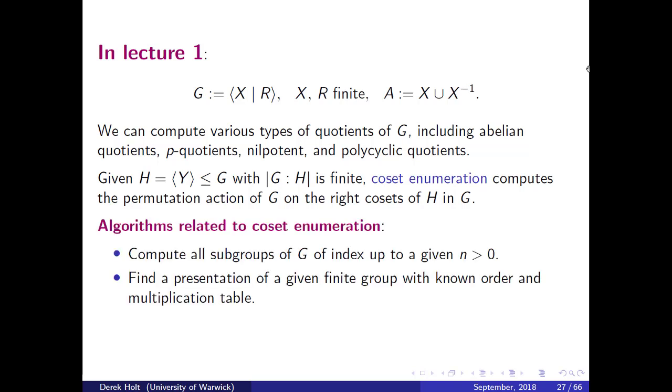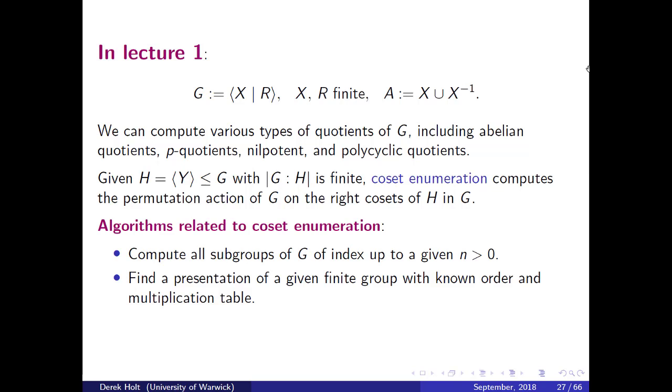Okay, and then I mentioned some related algorithms, again without any details. We can compute all subgroups of G up to a given index, that's a sort of converse. Another thing we can do is find a presentation of a given finite group for which we already know the order and effectively the complete multiplication table. So those are the things we've discussed.